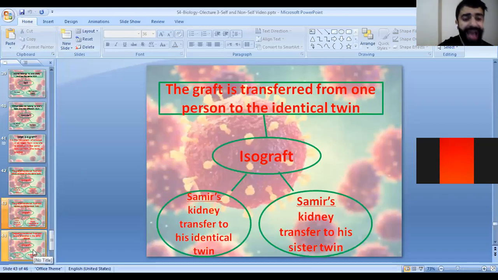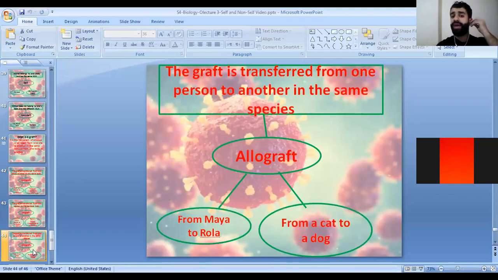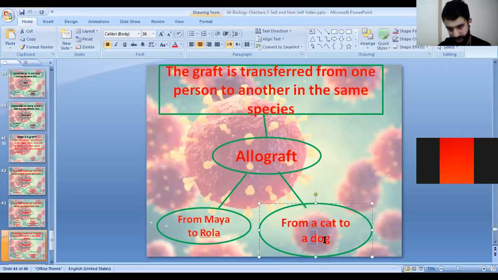Moving to allograft. Allograft is the graft done between two different persons, but they belong to the same species. For example, Maya wants to donate an organ to Rilla. Maya and Rilla both belong to the same species, which is human. So it's called allograft. Non-example: from a cat to a dog. A cat and a dog belong to different species.